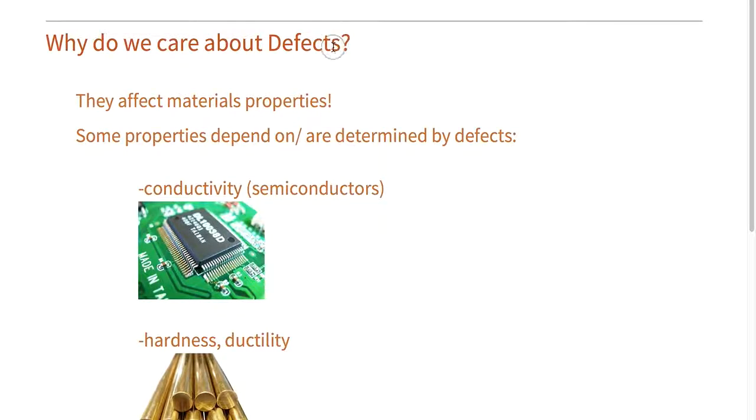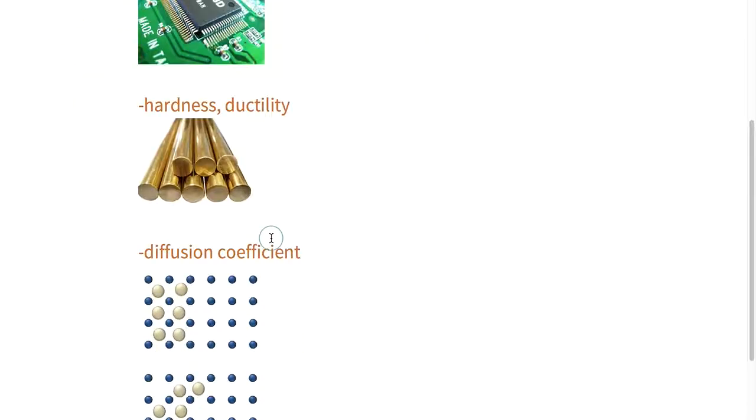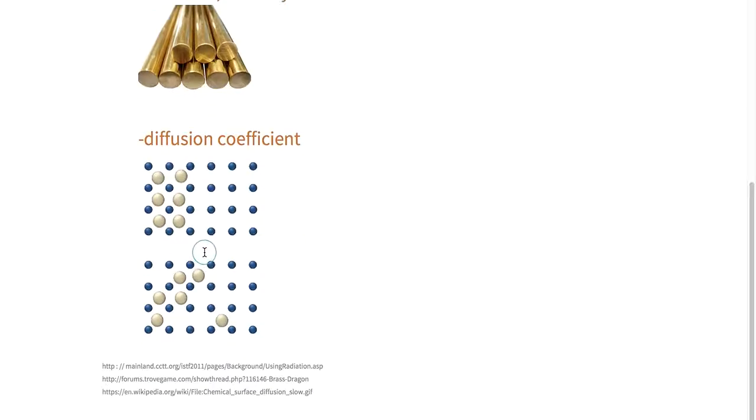So why do we care about defects? It turns out that they really do affect material properties. Some properties depend heavily on defects, and those include conductivity, especially in semiconductors, hardness and ductility in metals like brass, and diffusion coefficients of materials.